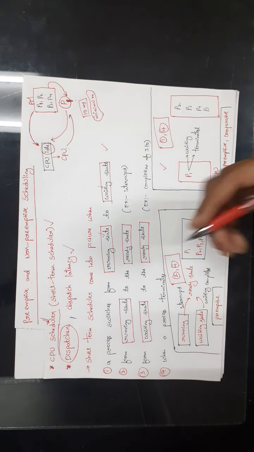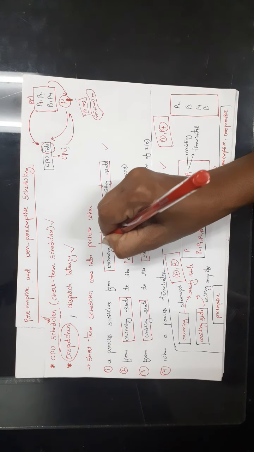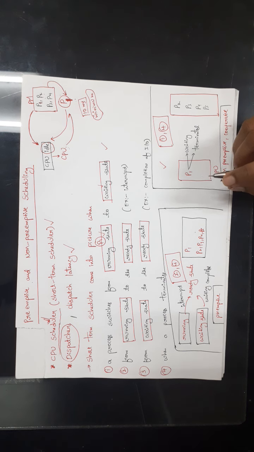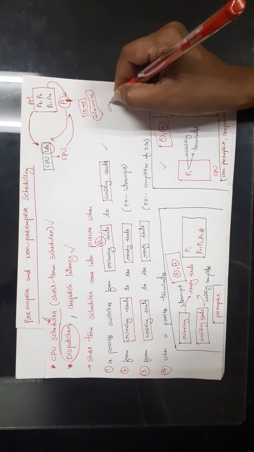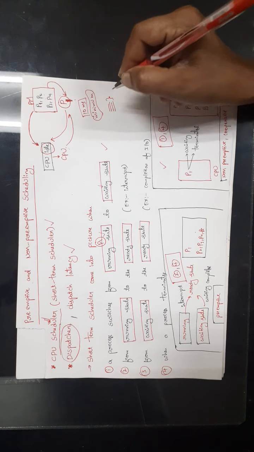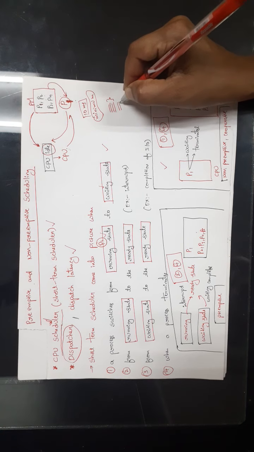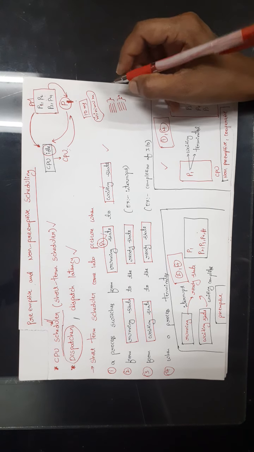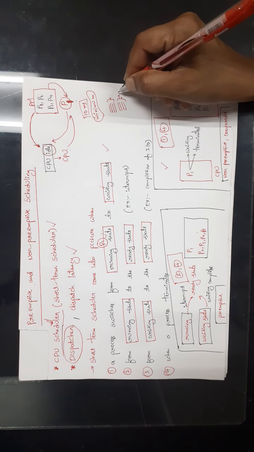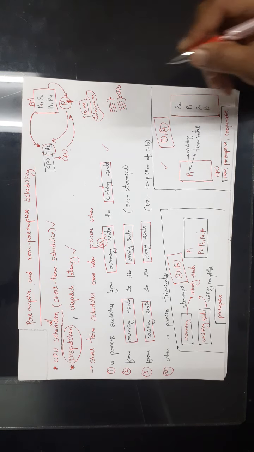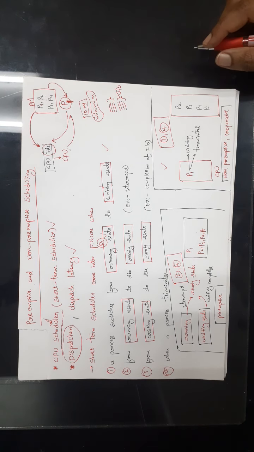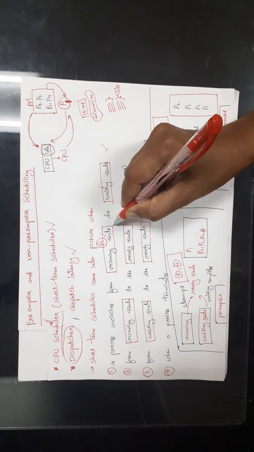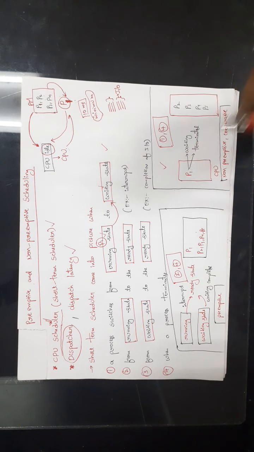Let us assume that process P1 is executing. While executing, it has executed some of its statements. After executing those statements, it has some other statements, but in order to execute them it does not require the CPU. These are input and output related instructions. So now the process switches from the running state to the waiting state.